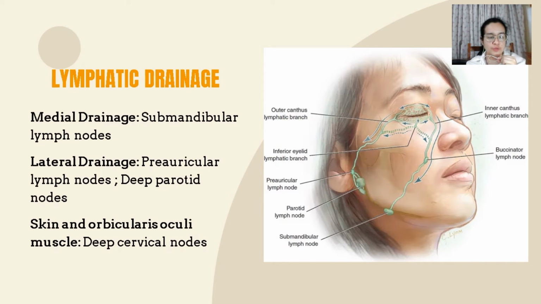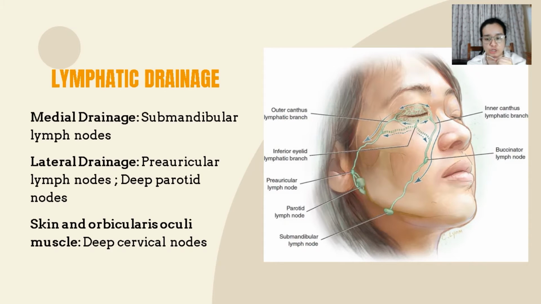Next, we are going to discuss the lymphatic drainage of the eyelids. So the upper eyelid, the lateral one half of the lower eyelid, and the lateral canthus empty into the preocular lymph node and the deep parotid lymph node. Then the skin and the orbicularis oculi muscle drain into the deep cervical nodes near the internal jugular vein.